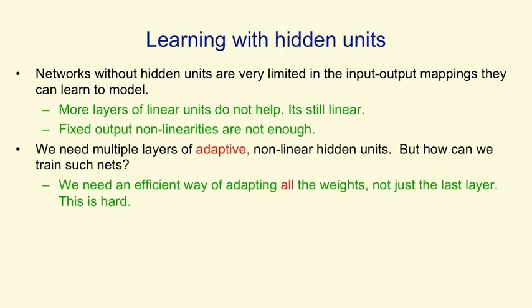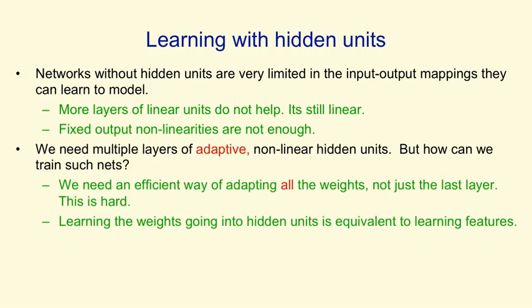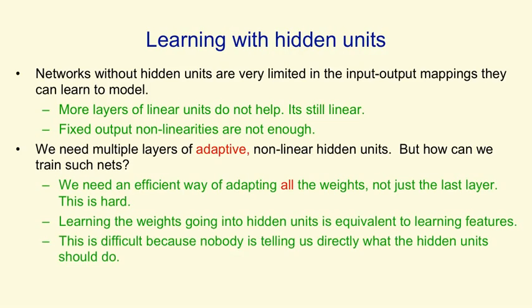We need a way to adapt all the weights, not just the last layer like in a perceptron. And that's hard. In particular, learning the weights going into the hidden units, that's equivalent to learning features. And that's a hard thing to do because nobody's telling us directly what the hidden units should be doing, when they should be active and when they should not be active. And the real problem is, how do we figure out how to learn those weights going into hidden units so that the hidden units turn into the kinds of feature detectors we need for solving a problem when nobody is telling us what the feature detectors should be?